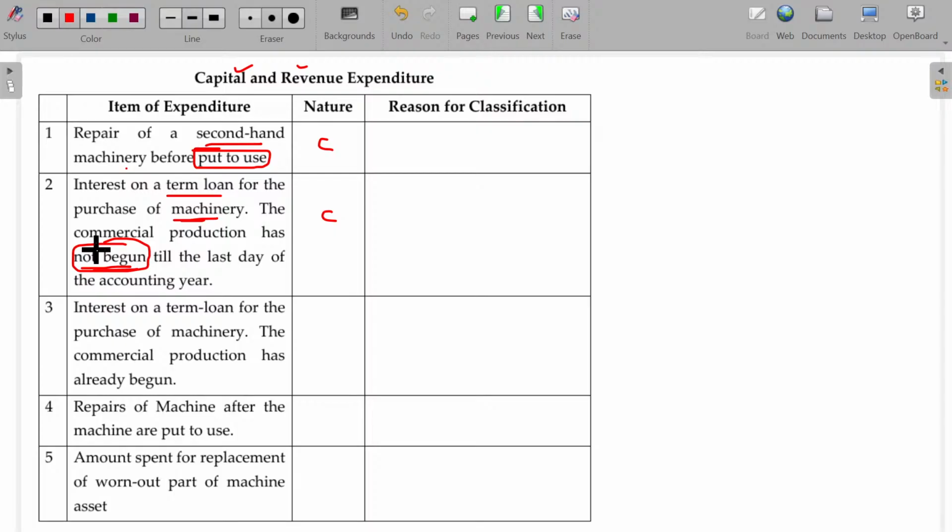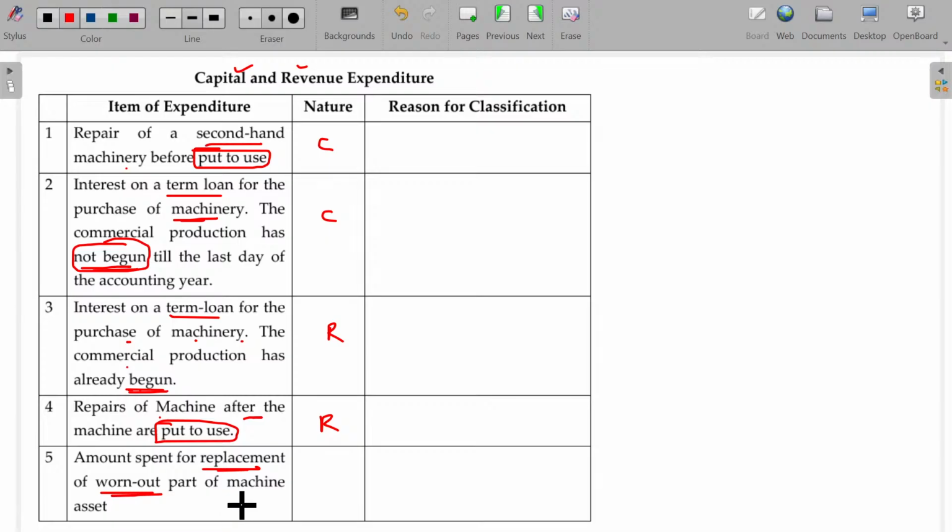Okay, put to use. Interest on term loan for the purchase of machinery, the commercial production has already begun. Then revenue. Repairs of machinery after the machine is put to use. Any repair you spend after the put to use, what's that? Revenue. Amount spent for replacement of worn out part of the machine. Already the machine is there. One of the parts has been lost. Now we are replacing that.